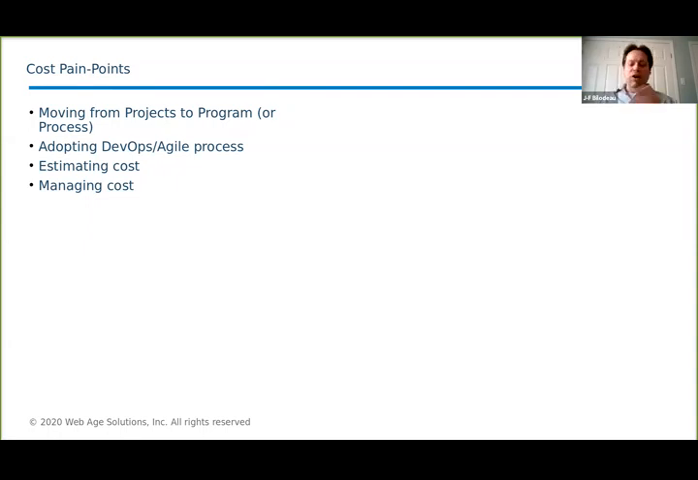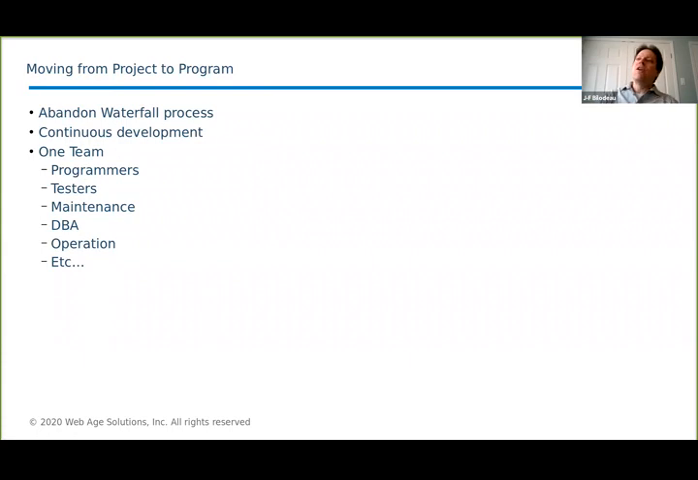Estimating costs, managing costs, I do want to get to those as we carry along. Let's talk about moving from project to program management. Again, I've mentioned that, and I cannot emphasize this enough, and I know that this will be an organizational disruption. I am talking to managers over here, so I will assume that you recognize that we will need to abandon our waterfall process. We'll need to move beyond that.